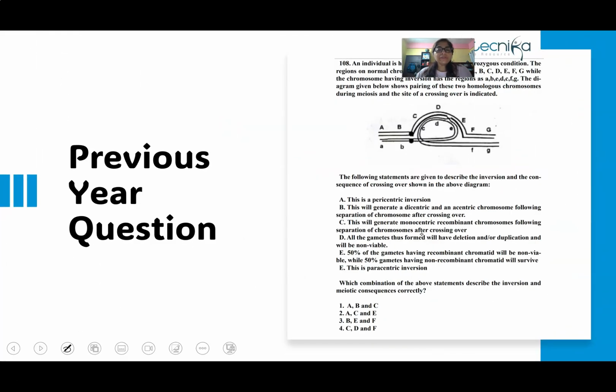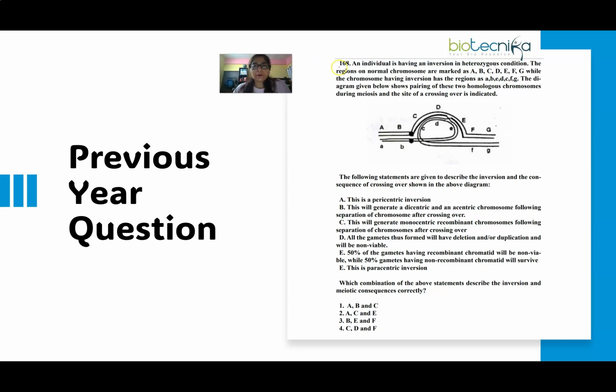Another question which is very frequently asked from this topic of mutation. Mostly it comes from chromosomal aberration. It is a diagram like this. If you have gone through the previous year question papers, you will see this kind of question very commonly. Now, what is this question saying?